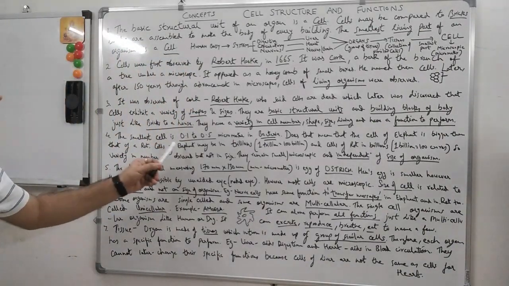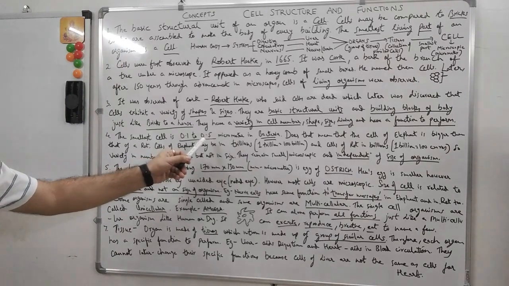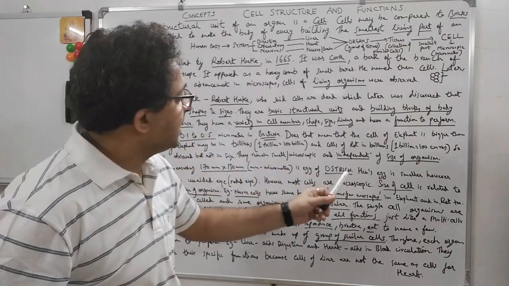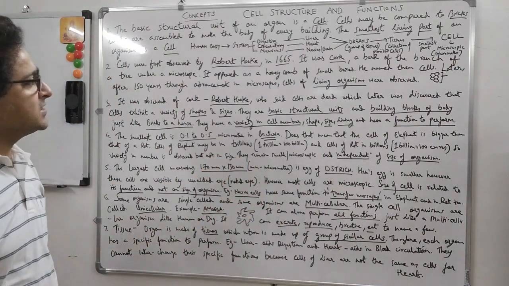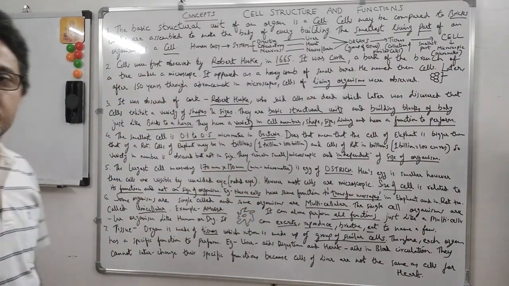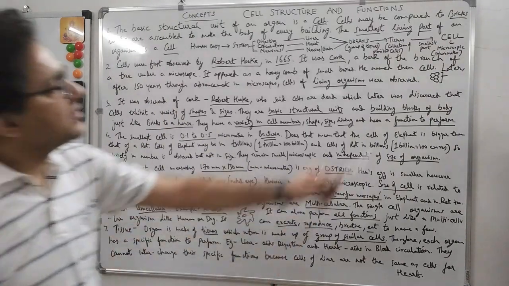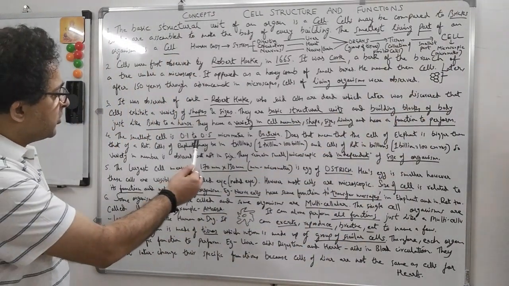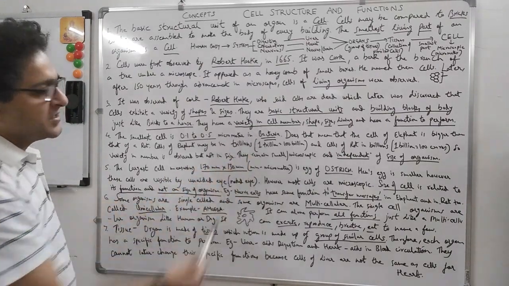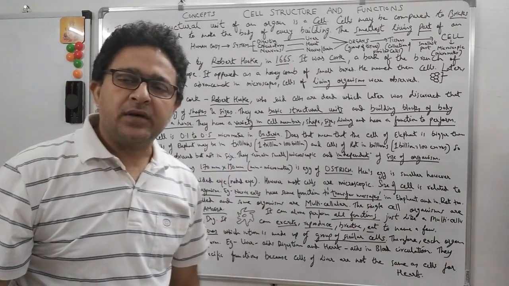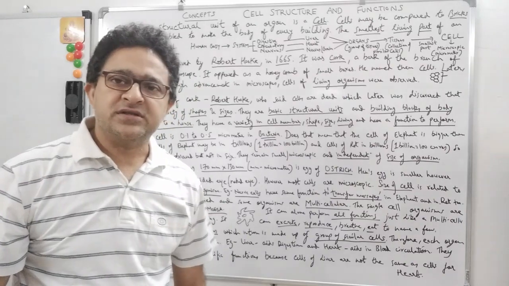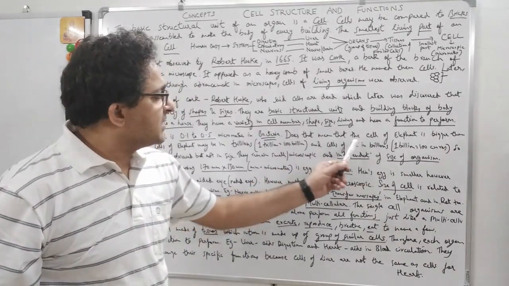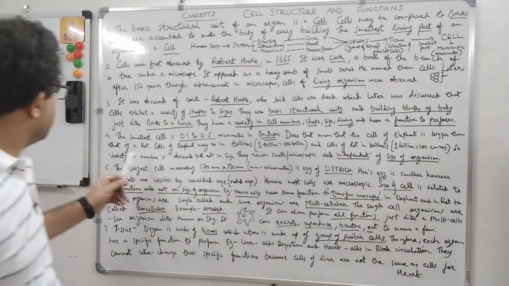The smallest cell is 0.1 to 0.5 micrometer. I have mentioned here, the unit is micrometer. So the smallest cell is 0.1 to 0.5 micrometer, in bacteria. Bacteria is the smallest cell, right? Does that mean that the cell of an elephant is bigger than that of a rat?